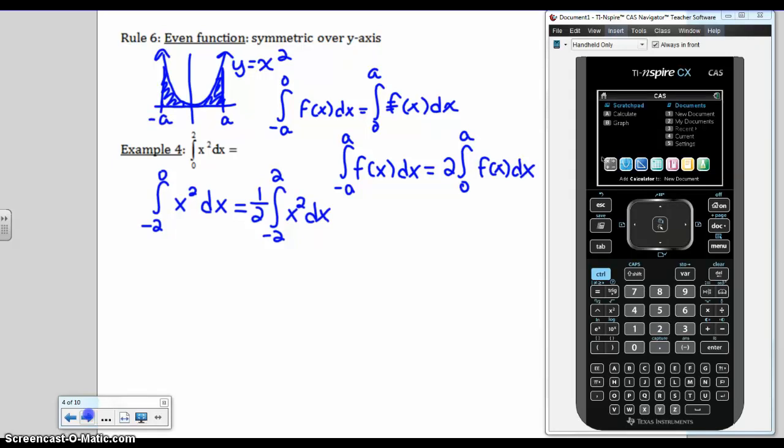And so we saw back on the previous page in example 1 that the integral from 0 to 2 of x squared dx was 2.6 repeating. So this would also be 2.6 repeating, and this would also be 2.6 repeating. And you can check in your calculator.